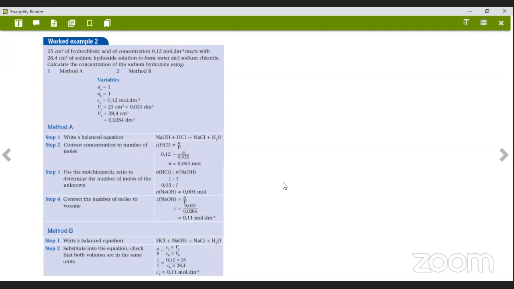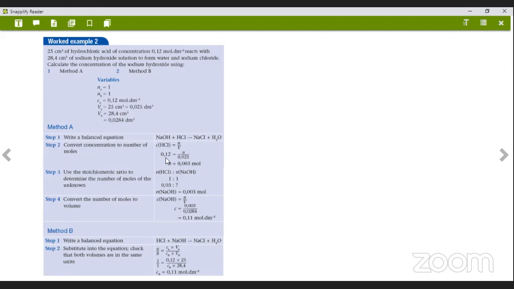Let's look at this method B. It's the same thing, but I just want us to get more into method B. It says write a balanced equation, which is what we did, and then substitute into the equation. So what have they given us? They've given us 25 cm cubed of hydrochloric acid of concentration 0.12 mol per dm cubed, which reacts with 28.4 cm cubed of sodium hydroxide solution to form water and sodium chloride. Calculate the concentration of sodium hydroxide.